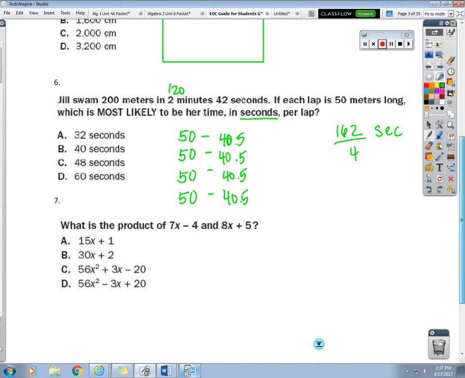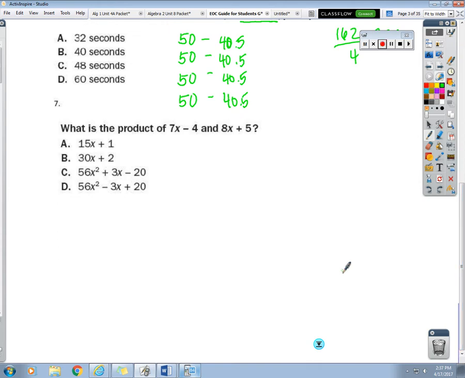All right, number 7. What is the product of 7x minus 4 and 8x plus 5? Well, what do they mean when they ask for product? Sum is add, so product is multiplication. If they're asking you to multiply a binomial times a binomial, what method do you use? What do we call it? Double distribution, or sometimes it's called FOIL.